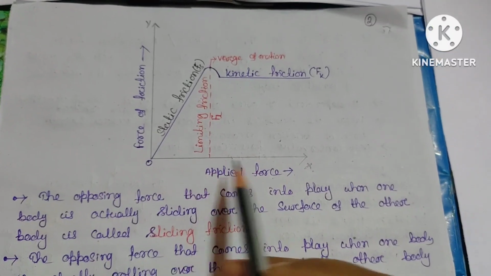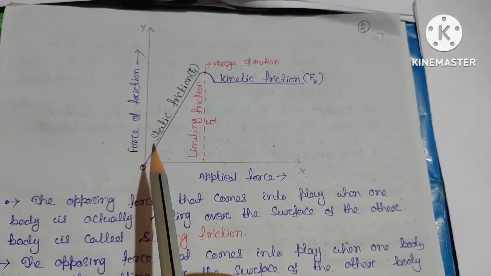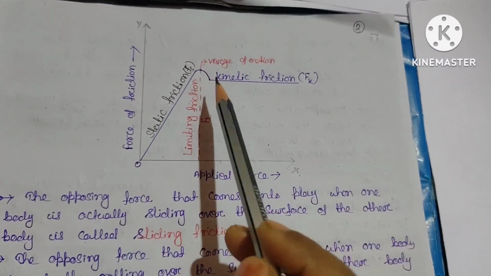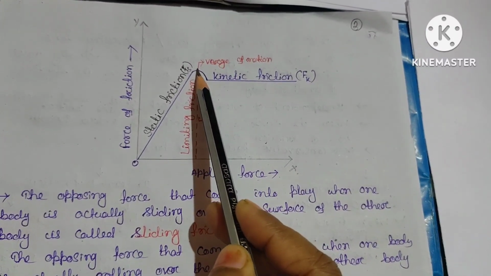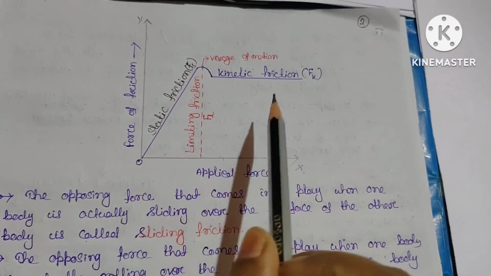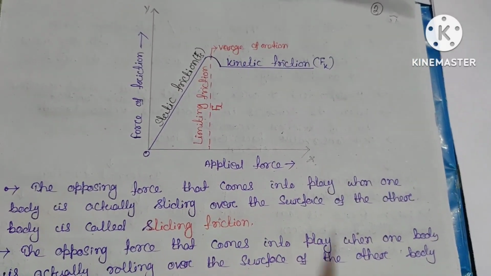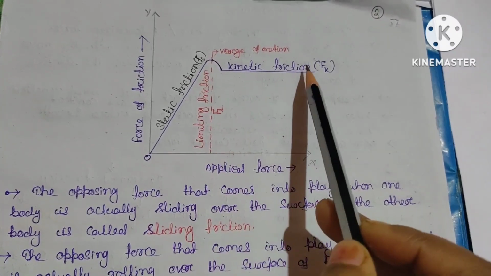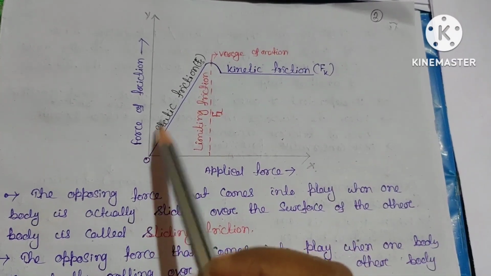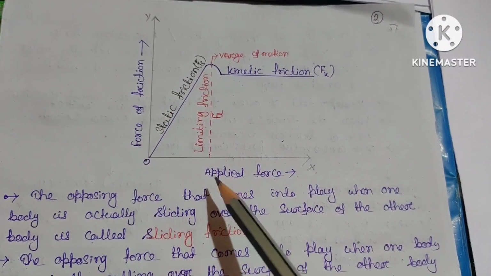If we plot the applied force versus the force of friction, you can see that this is the static friction, up to this point, the verge of motion. It means in this case it just tries to move. And then the kinetic friction is constant, that means the force is constant, and this is the curve between the force of friction and the applied force.